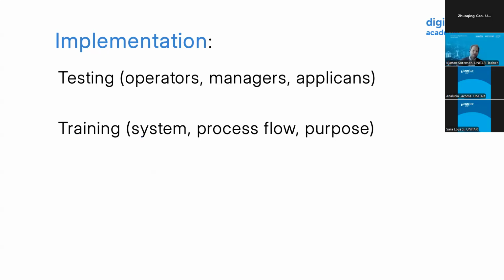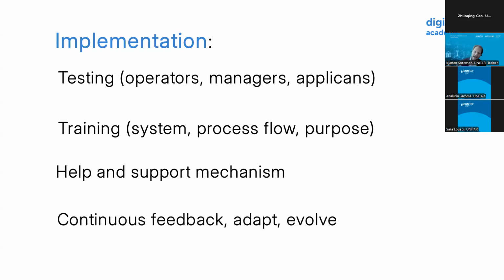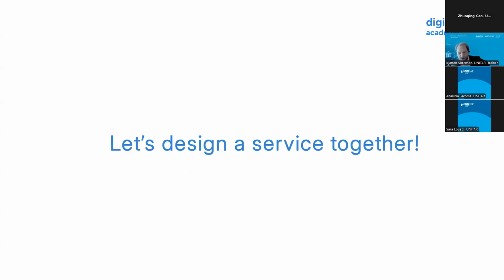And then, of course, there's a huge element of training, and this is something we do here at the Digital Government Academy, training on the system, on the process flow for operators, and also that the operators understand the purpose of the system. And then throughout, implement help and support mechanisms, and of course, allow for continuous feedback, adapt the system to all these feedbacks, make it evolve, because procedures change all the time, and you always find ways of making it better. These are sort of the four elements of the implementation. But now let's move on to designing a service together.